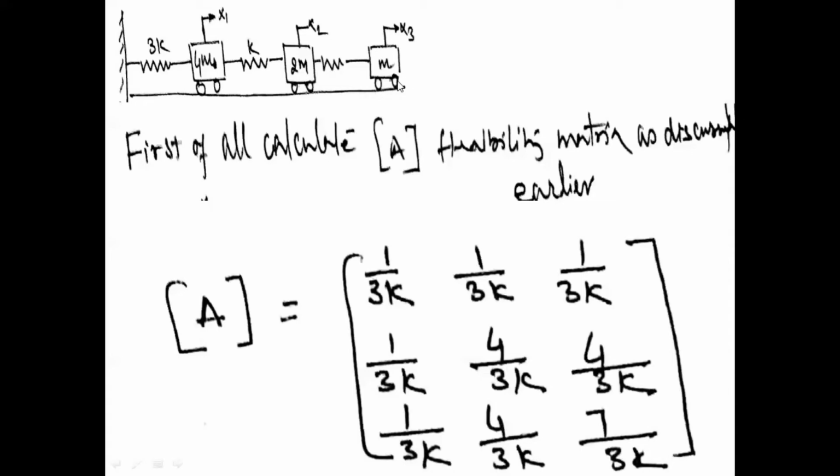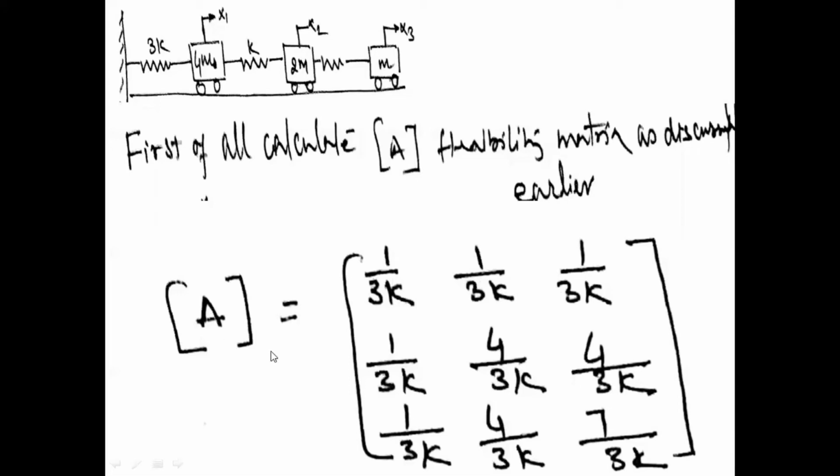So here we have used a 3 degree of freedom system. We have calculated the flexibility matrix for this 3 degree of freedom system. If you have any problem in calculating the flexibility matrix, please refer to my previous lecture where I explained how to calculate the influence coefficients of the flexibility matrix.